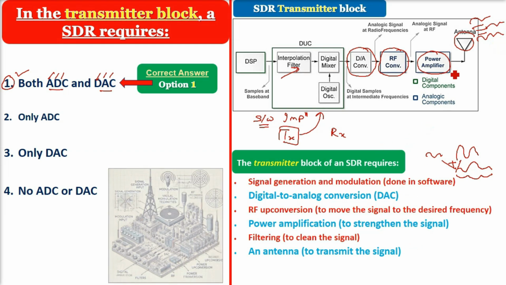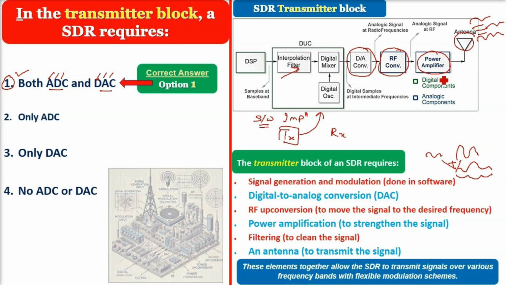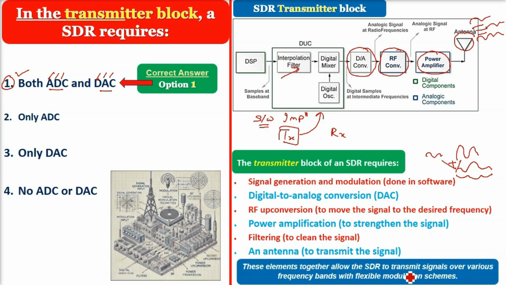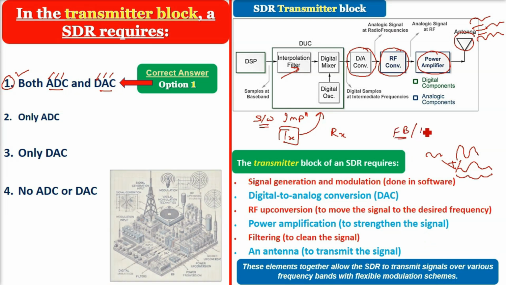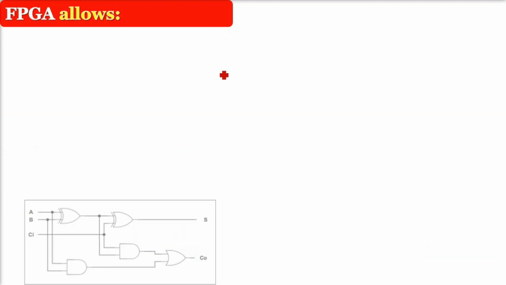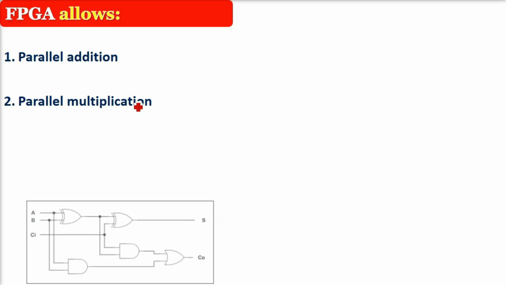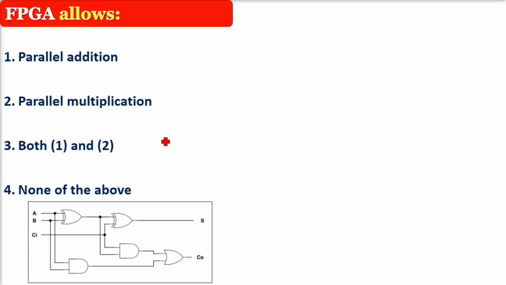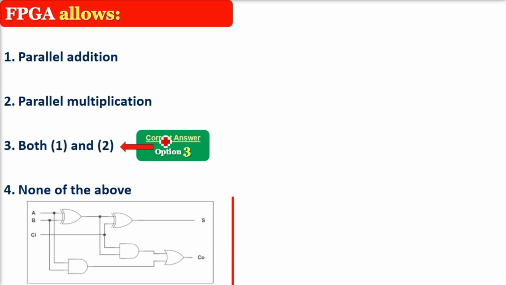We need a TX antenna, and in the RX we also need an antenna to receive the data. These elements together allow the SDR to transmit signals over various bands with flexible modulation schemes. Now FPGA is a field programmable gate array. What all does an FPGA provide? We can do parallel addition, parallel multiplication, both, or none of these. Yes, you got it right. The answer is both 1 and 2, which is option number 3.